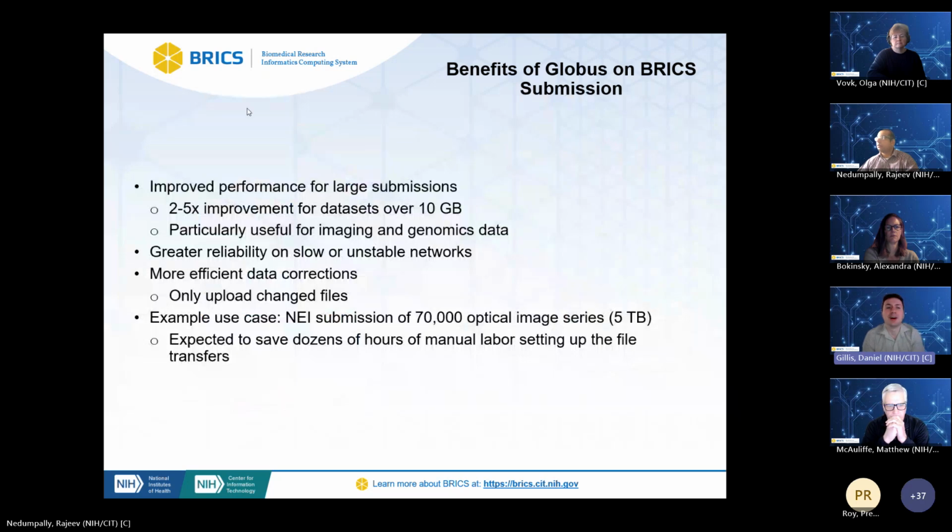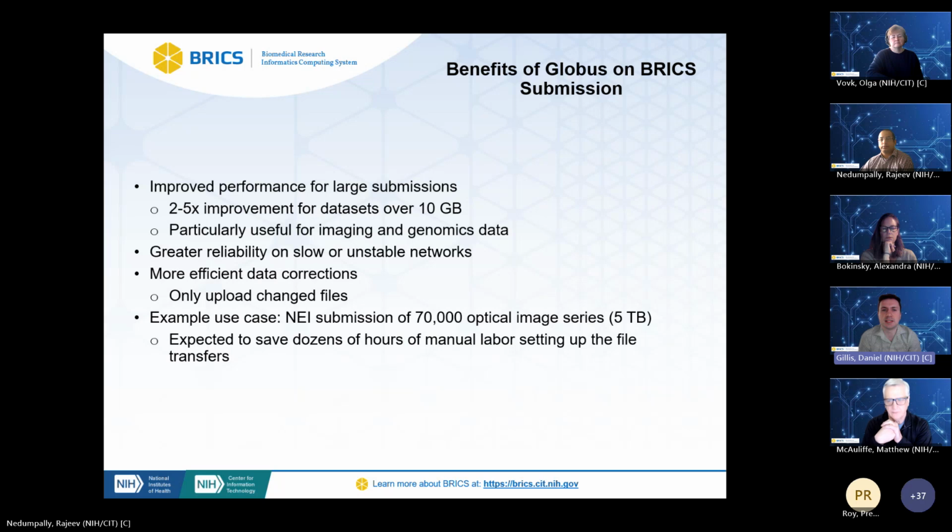We'll see improved performance for large submissions. I think anytime the word large or big is thrown around with data, it's always a relative term. But for us, we're talking about relatively small amounts of data. In our testing, we got 2 to 5 times performance improvements on data sets or submissions over 10 gigabytes large. Even smaller data sets will sometimes have improvements as well. I think this will be most particularly useful for imaging and genomics data, which tend to have pretty big files.